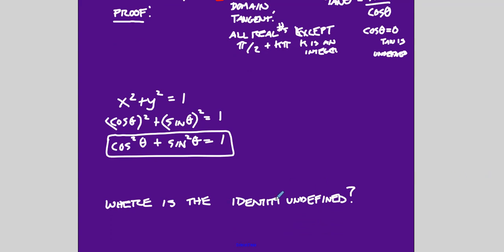Now where is this identity undefined? It has no places where it's undefined. It is always defined.